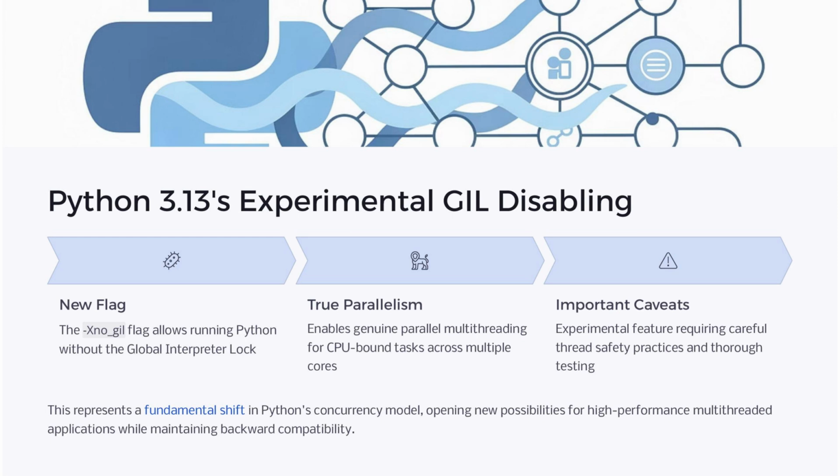Python 3.13 introduces the -X nogil flag, enabling execution without the global interpreter lock. This allows true parallel multi-threading for CPU-bound tasks across multiple cores. However, it's experimental and demands careful thread safety practices and thorough testing. This shift in Python's concurrency model opens new possibilities for high-performance multi-threaded applications while maintaining backward compatibility.